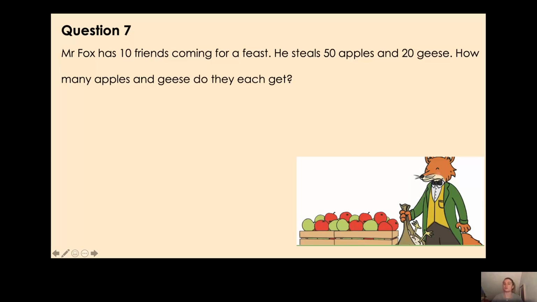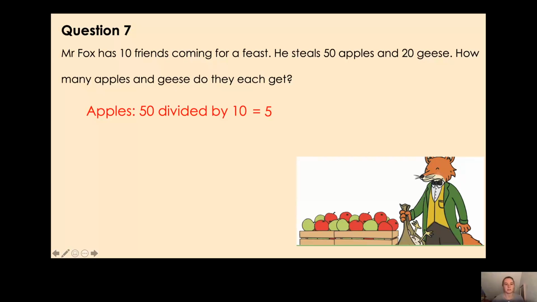Well, first of all, he steals 50 apples. So let's first work out how many apples each guest will get. Well, if we know there's 50 apples and we know there's 10 friends coming, well, we need to do a division there, don't we? We need to do 50 divided by 10. Now, what is 50 divided by 10? Yes, it's 5, isn't it? So therefore, each guest will get 5 apples. And we can check that by doing the multiplication, because we also know that 5 multiplied by 10 is 50, okay? We can do the inverse to check our answer.